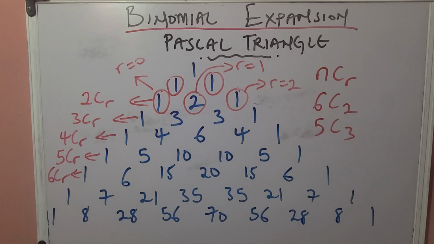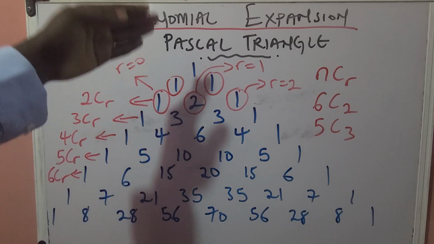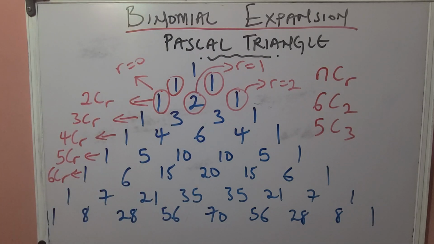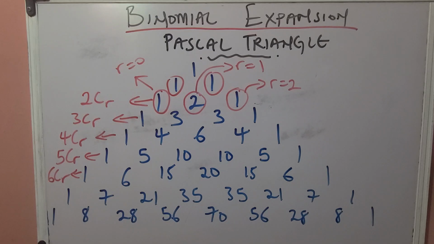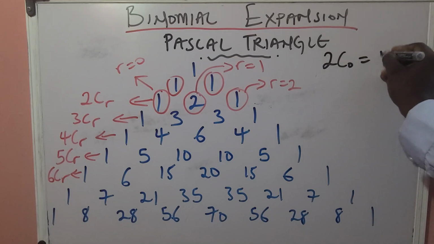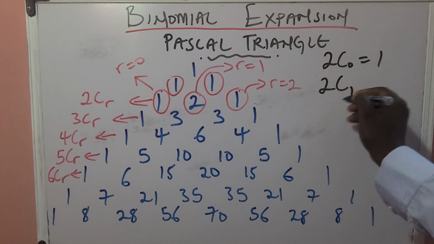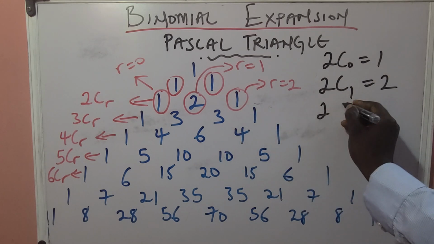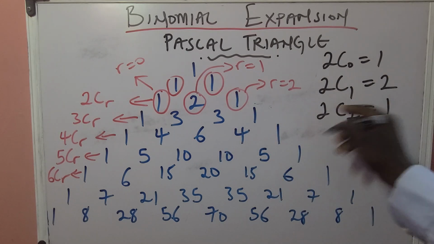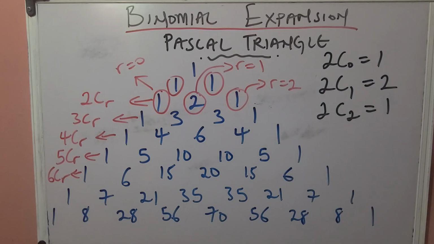So what this means is that if I'm trying to find 2 combination 0, using my Pascal triangle, the result of that will be 1. You can check that with a calculator. 2 combination 0 will give you a value of 1. 2 combination 1, that's for the second one, equals 2. And then 2 combination 2 will equal 1. So this is the way you use it.